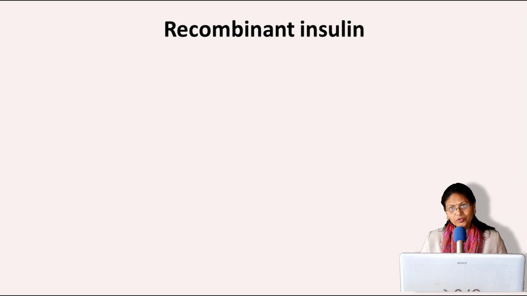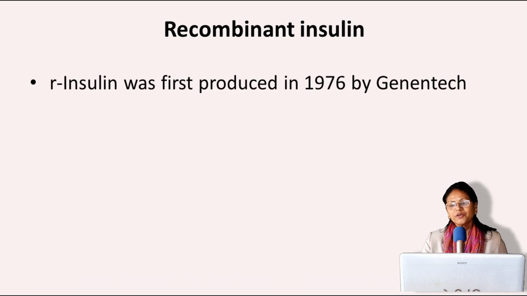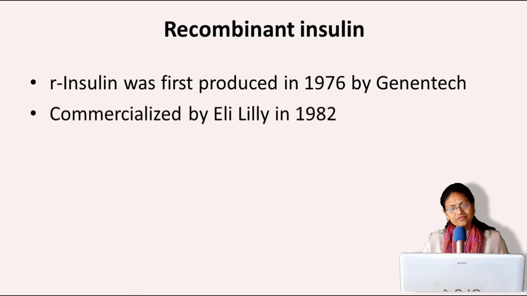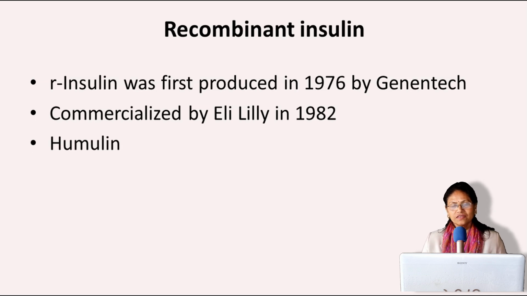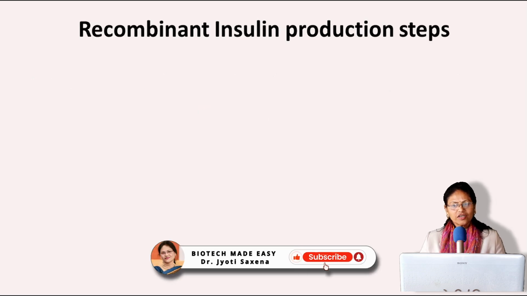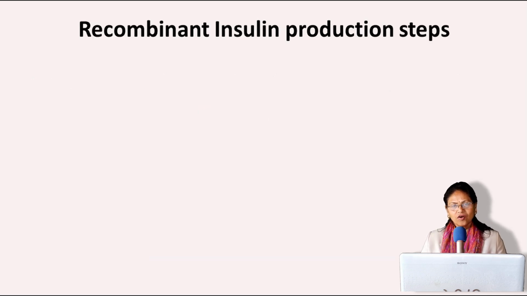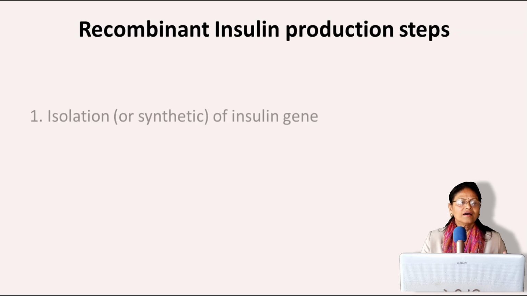The revolution in insulin production came when recombinant insulin was invented. It was produced in 1976 by the Genentech company, but it was commercialized by Eli Lilly in 1982. The first human insulin was named Humulin by Eli Lilly. So let's see what the production steps of recombinant insulin are.